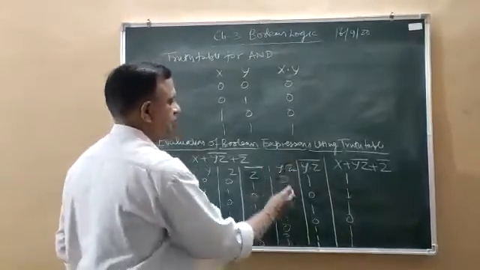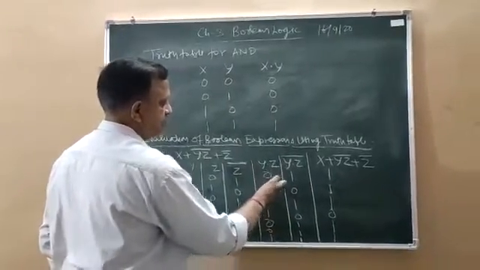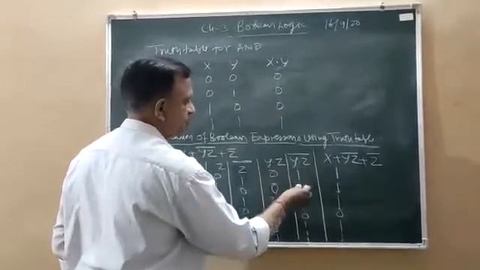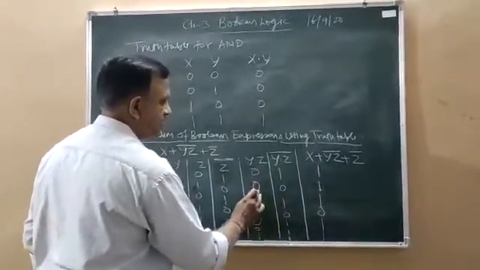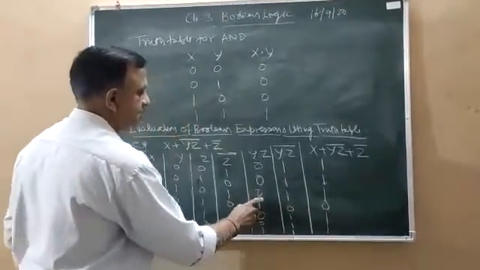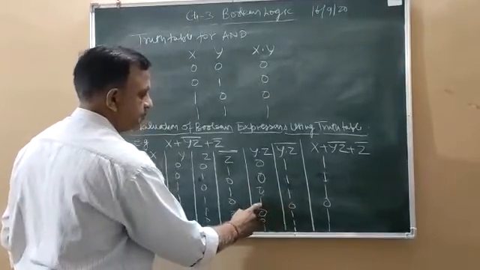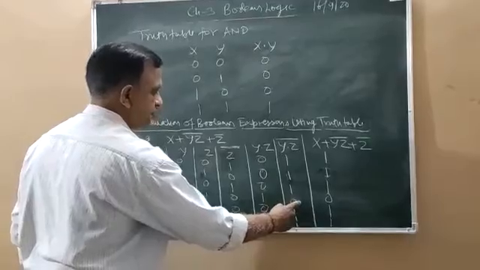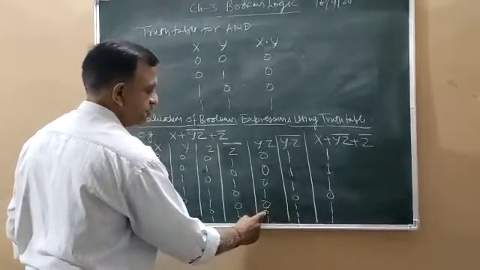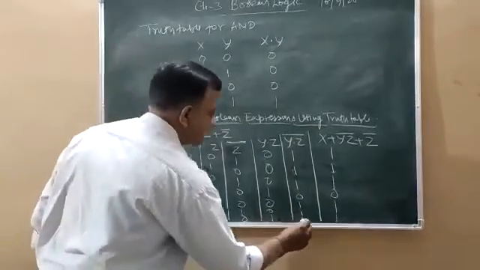Now for this column we are taking the complement. We are applying a NOT operator. So for 0 as the input, its complement would be 1. Now here 0, then the output would be 1. Then in this case here 0, then the output would be 1. Here the input is 1, then the output would be 0. Here the input is 0, then the output would be 1. Here the input is 0, then the output would be 1. Here the input is 1, then the output would be 0.